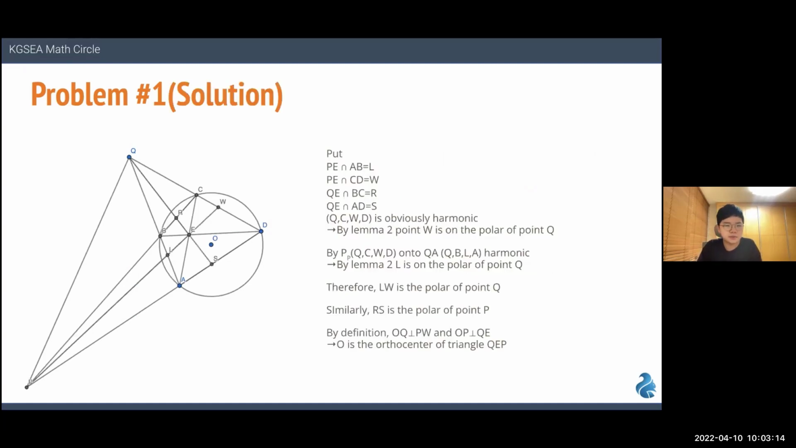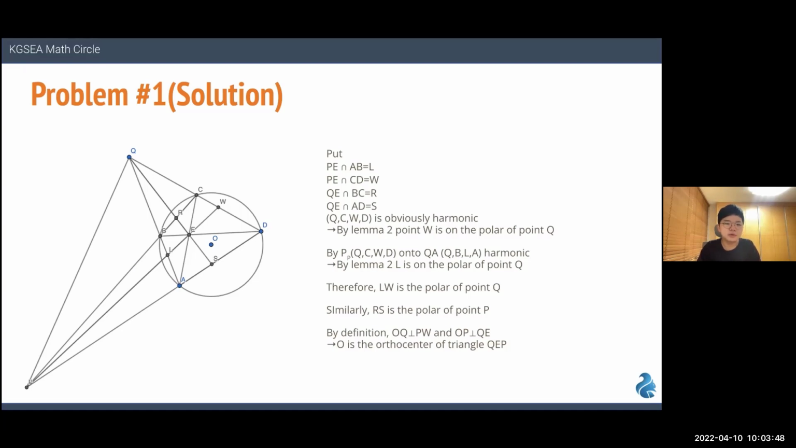So if we put L as the point where PE and AB meet, W as the point where PE and CD meet, R as the point where QE and BC meet, and S as the point where QE and AD meet, then QCWD is obviously harmonic, and this can be shown by using Ceva's and Menelaus's theorems. By lemma 2, point W is on the polar of point Q. And by pencil of QCWD through point P onto segment QA, we can also see that QBLA is harmonic, which means that by lemma 2, L is on the polar of point Q. Hence, LW is the polar of point Q.